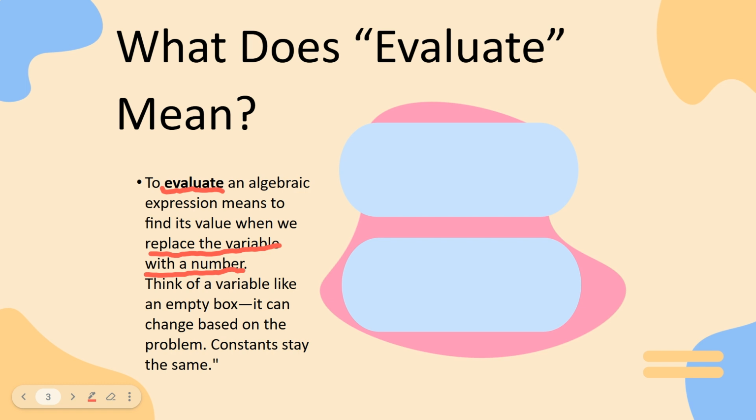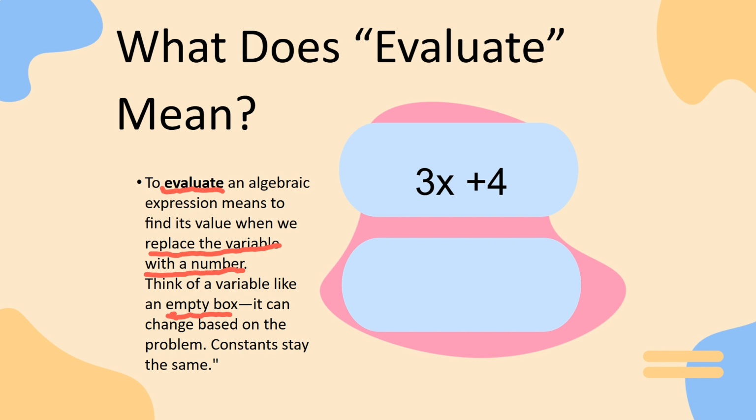Now think, it says here, think of a variable like an empty box. So try to picture your variable as an empty box. It can change based on the problem. Now we all know what constants are. Constants stay the same, of course. Now let's have an example. Suppose we have 3x plus 4. So that is a good example.